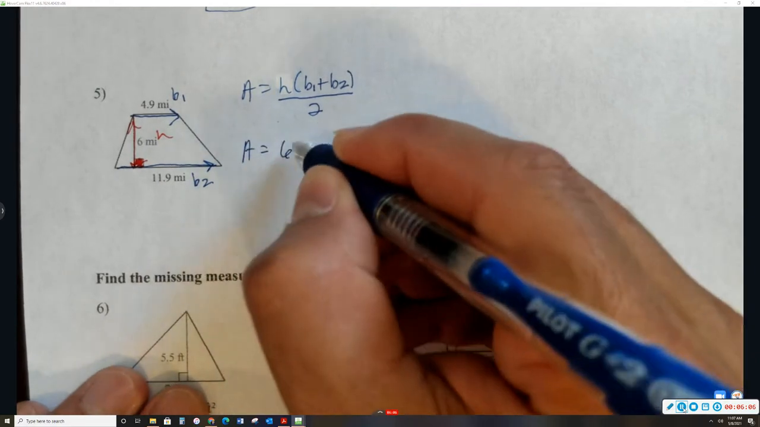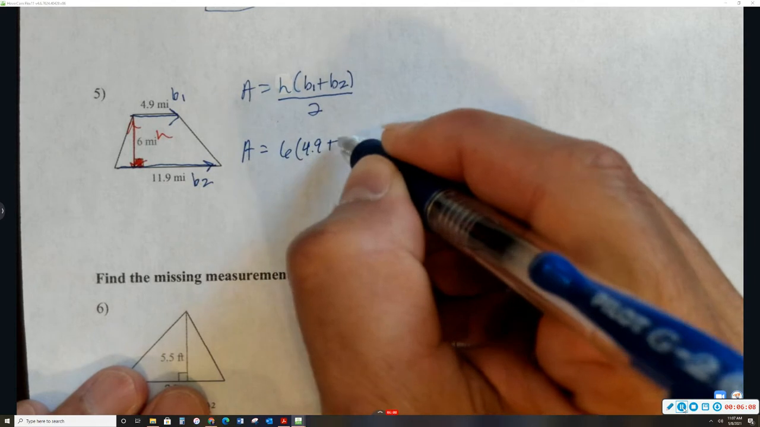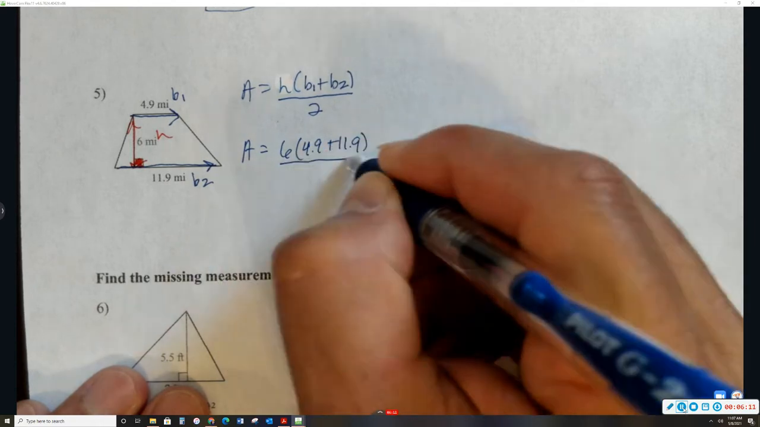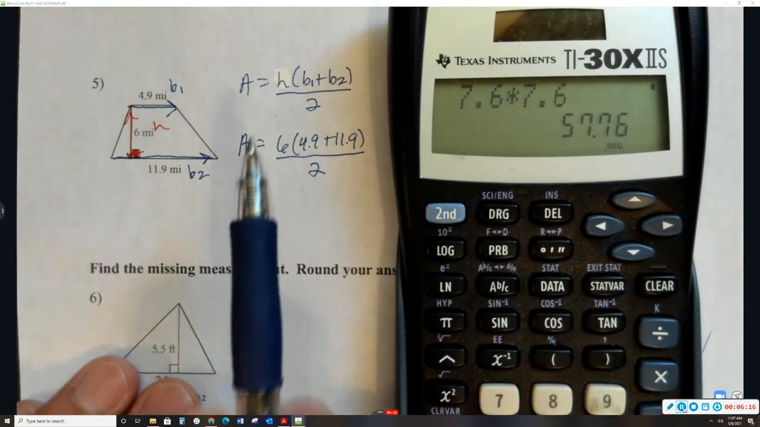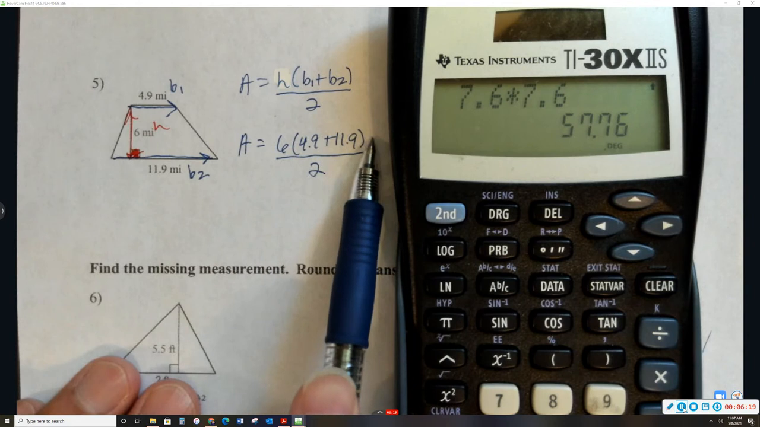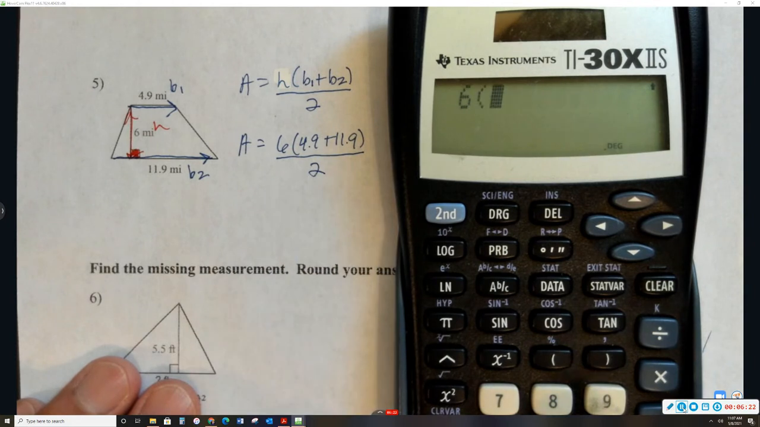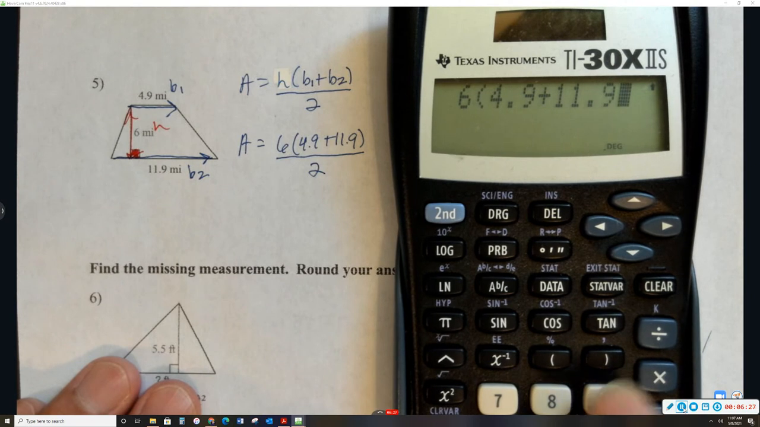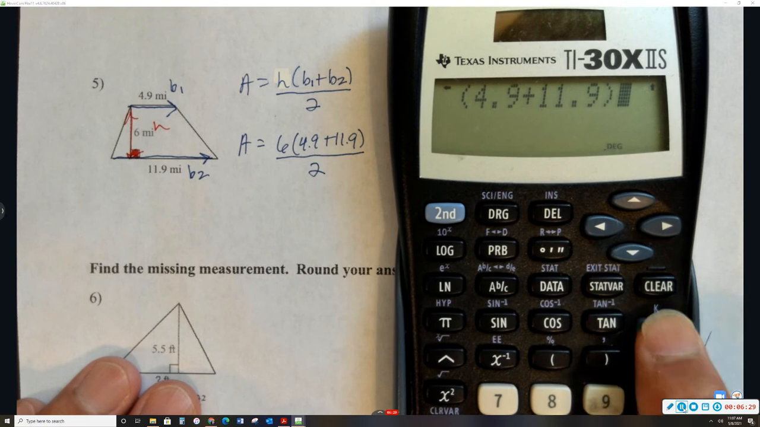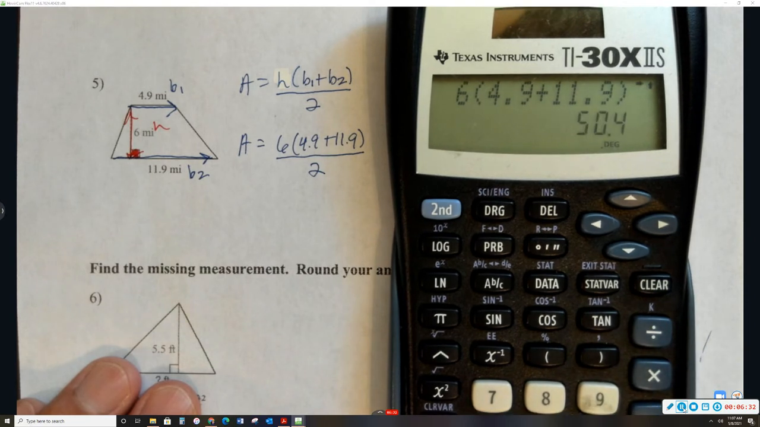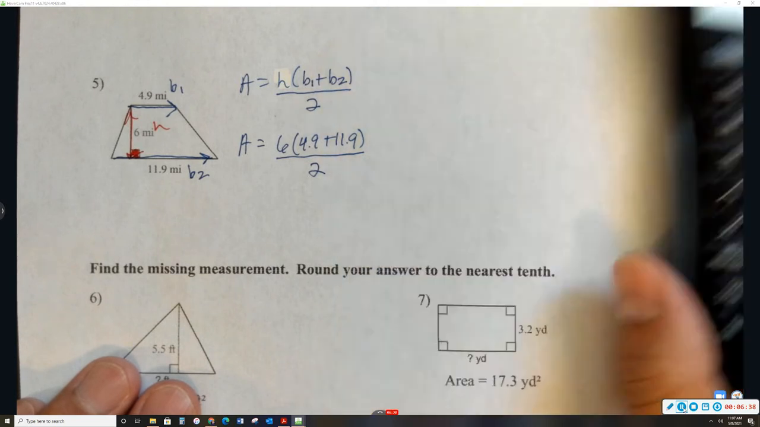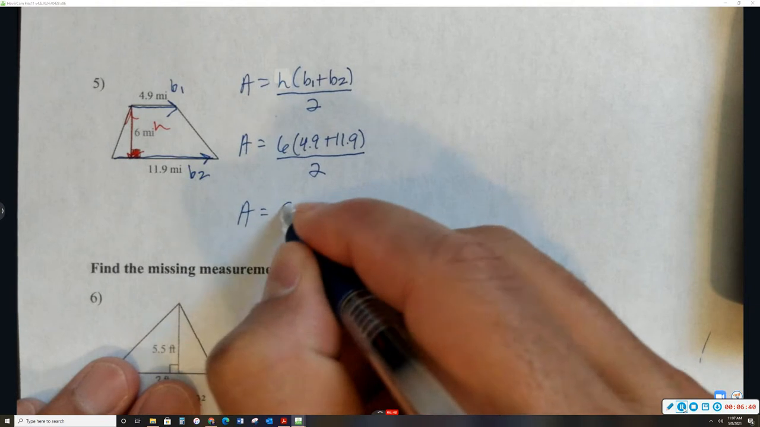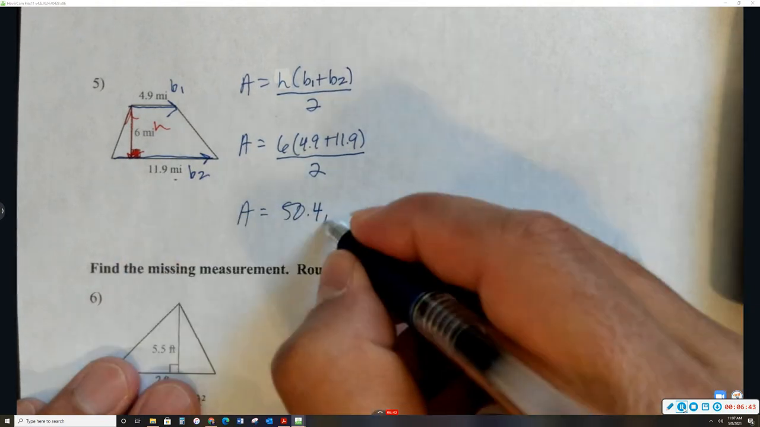Substitute all that in there. That's the height, 4.9 plus 11.9. Those are the two bases, and then all of that gets divided by 2. So when you type this in the calculator, you kind of go across this way, and then divide it by 2. So watch, 6, parentheses, 4.9 plus 11.9, close the parentheses, and then all of that gets divided by 2. 50.4. The good thing about this one is we don't need to round it. It's just 50.4. And that's miles squared.